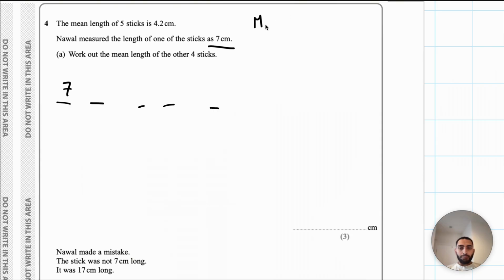So how do we work out mean? So mean is total divided by the frequency. And this time we know what the mean is, it's 4.2. We don't know what the total is, but we know the frequency. The frequency is how many numbers there are, there's 5.